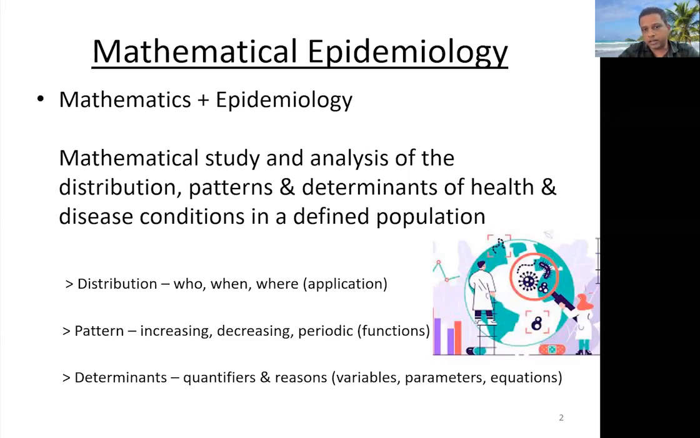And next one, pattern: increasing, decreasing, and periodic. Those are more mathematical types of incidents. Therefore, we have to fit certain distributions, certain functions and relationships regarding these aspects. And then determinants, quantifiers and reasons, where we have to see what independent variables we have, what dependent variables we have, and parameters, combining them together in our dynamical systems. So those are the things that overall we should consider in mathematical epidemiology.